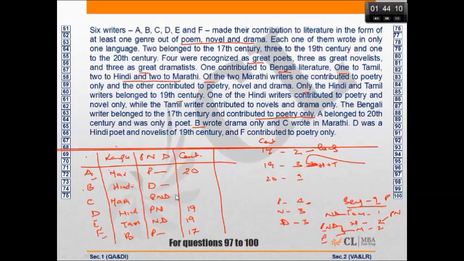Hindi and Tamil are all 19th century. So I got 1, 2, where's the third Hindi? There's a third Hindi. So three 19th century done, one 20th century done, one more has to be 17th century. I hope that completes it. Let me check: 4 poets, 3 novelists, 3 dramatists.